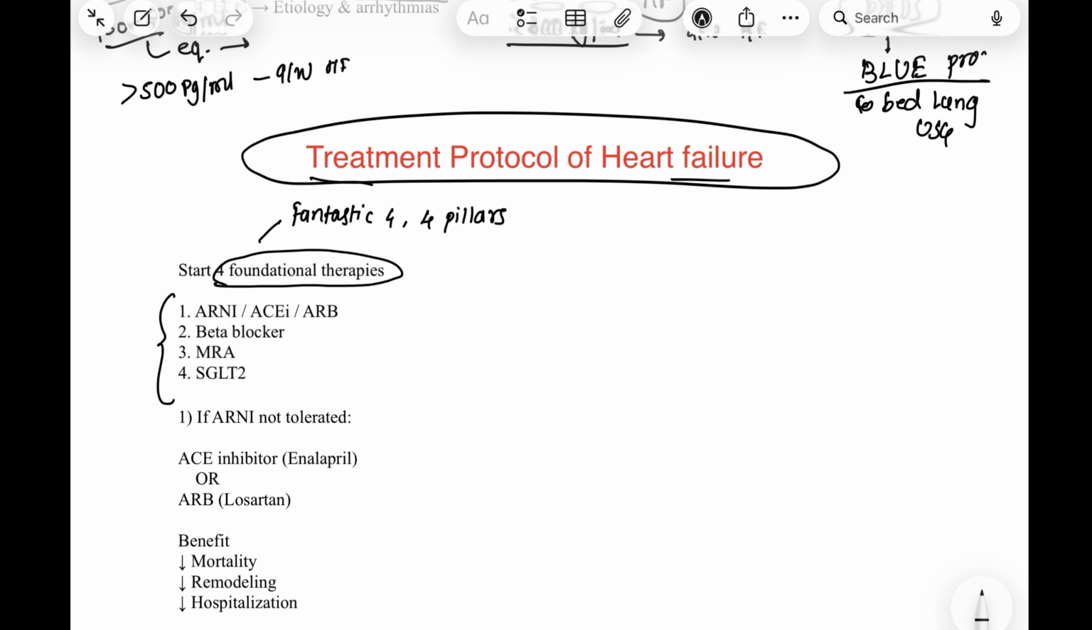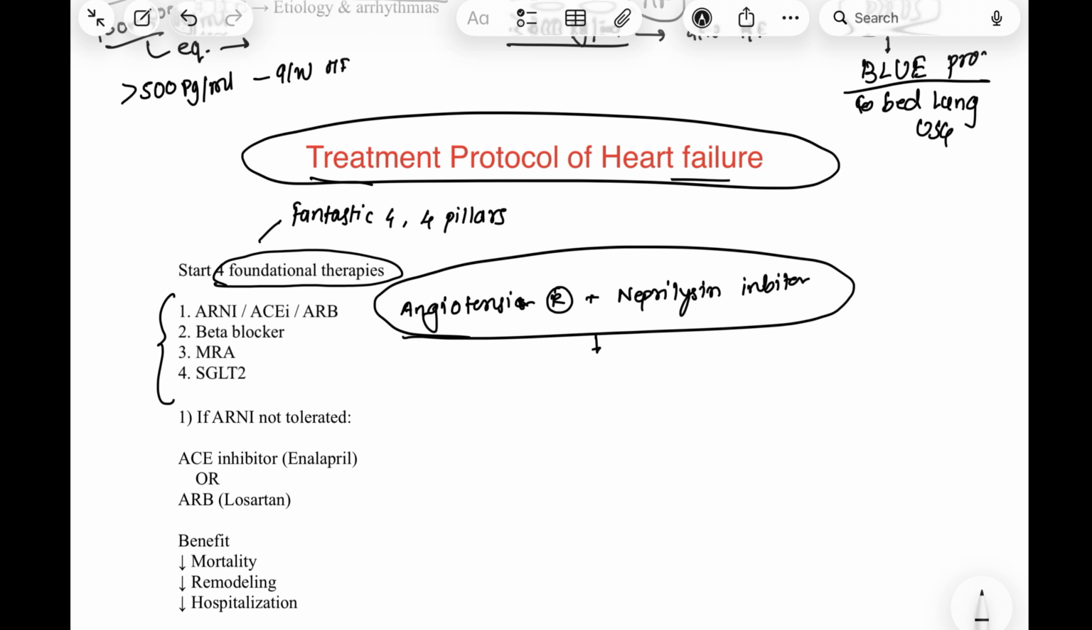The first one is ARNI, that is angiotensin receptor plus neprilysin inhibitors. So this is the first line of therapy that we should start for the patient of heart failure. If this ARNI is not tolerable by the patient, then we will start the ACE inhibitors, right? And after that, we will start ARBs. Now, what are those ARNI? Drugs like sacubitril and valsartan are ARNI which we use for the first line of treatment for heart failure.